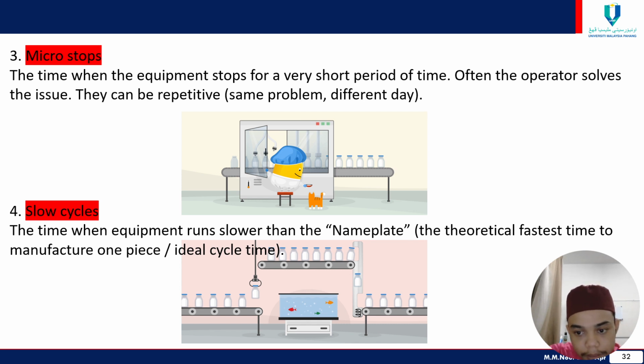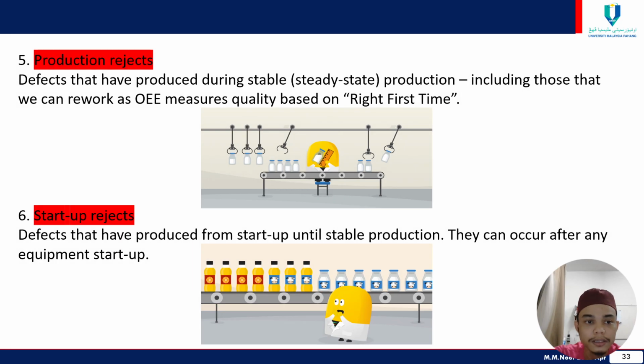Next, slow cycle, the time when equipment runs slower than the nameplate, the theoretical fastest time to manufacture one piece, or ideal cycle time. So slow cycle time is basically when, for example, the line is slower than it should be, for example due to a system error, something like that.